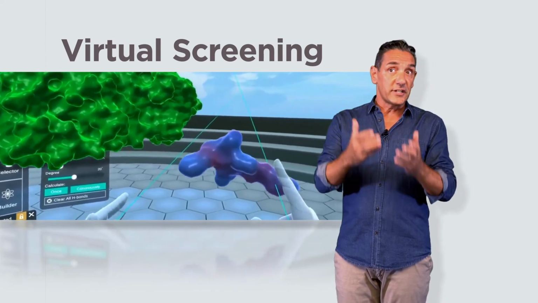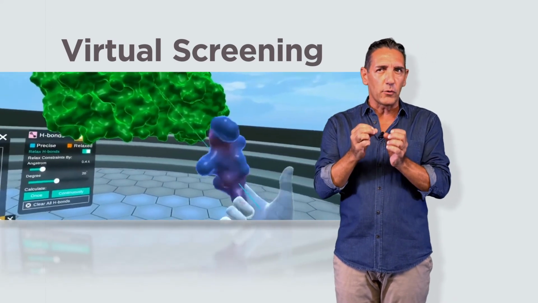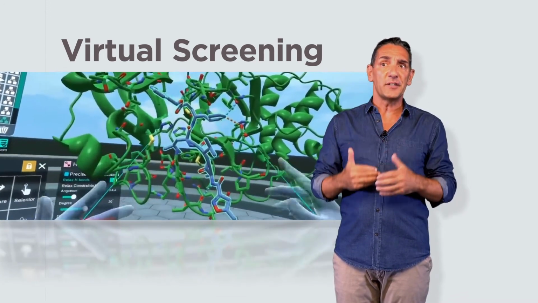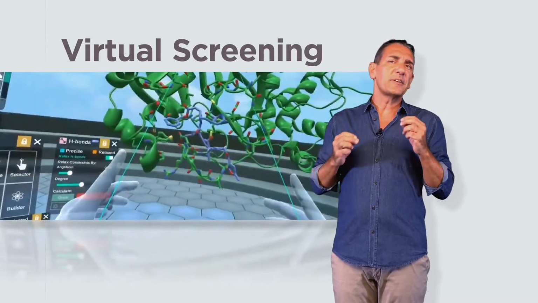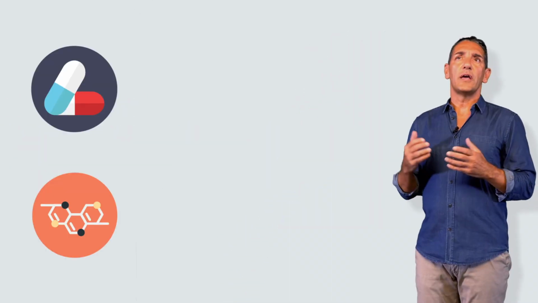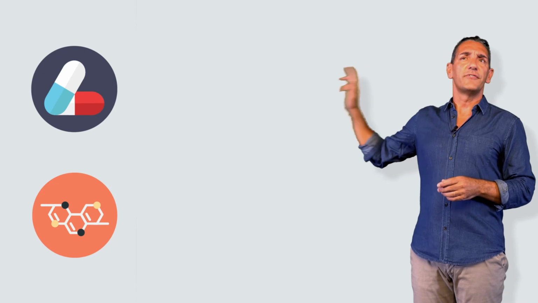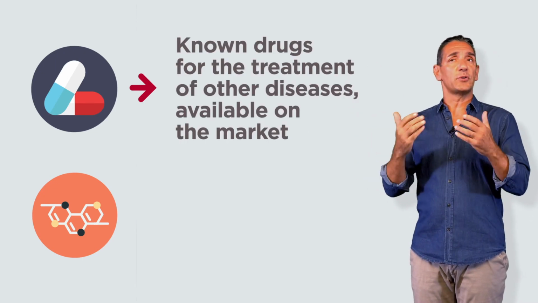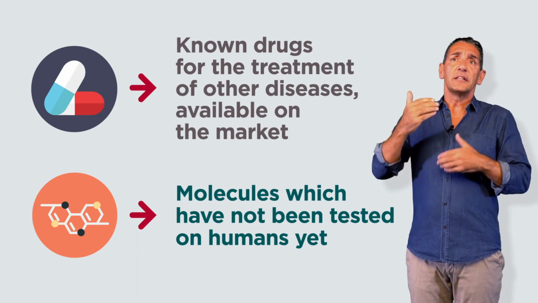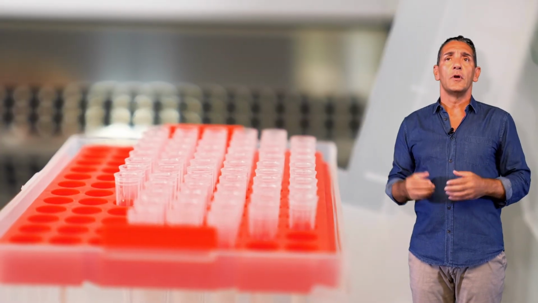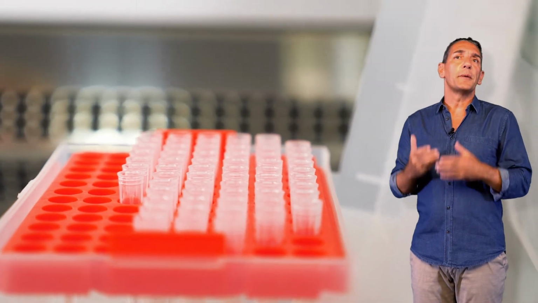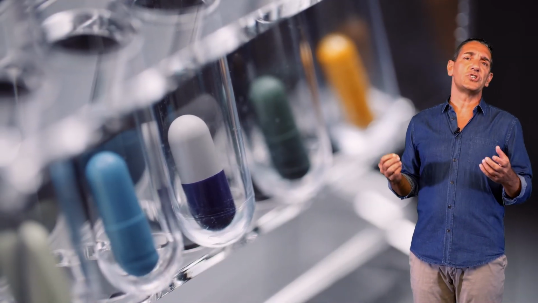During virtual screening, the ability of small molecules to interact with viral proteins is tested in order to identify, starting from very large databases, molecules which can potentially transform into new drugs. Which molecules are tested? The molecules to be tested can be divided into two categories: already known drugs on the market for the treatment of other diseases, and molecules which have not been tested on humans yet, used for different purposes, not always in the medical field. During the first stage of tests, already known drugs are tested first, since toxicity to humans has already been evaluated for these molecules.